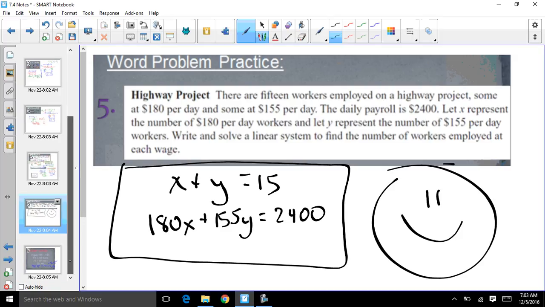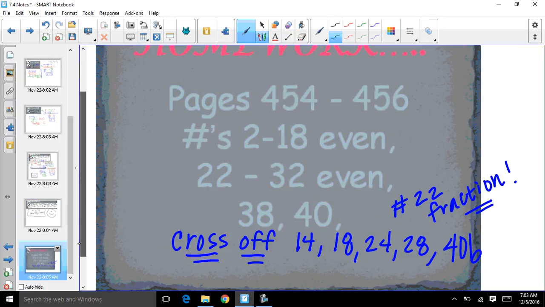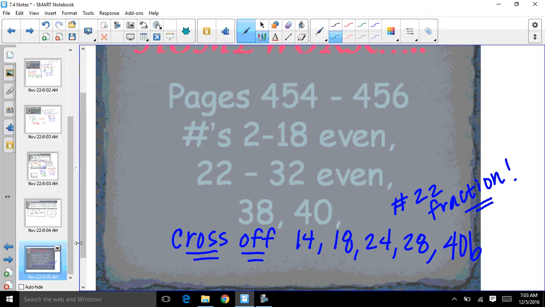Your homework for tonight, let's look at it, is page 454. You're going to do 2 through 18 the evens, 22 through 32 the evens, 38 and 40. Now, I really do want you to cross off 14, 18, 24, 28, and 40B. And watch out for number 22 because there's a fraction.